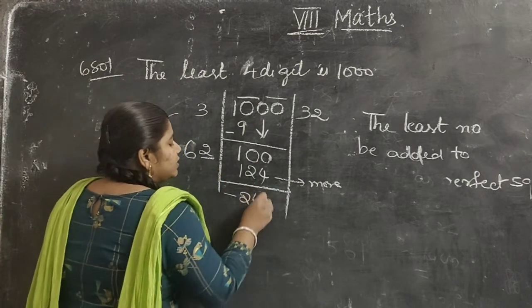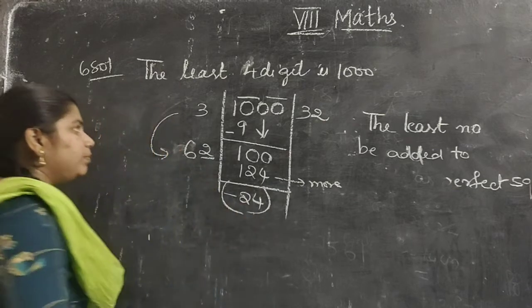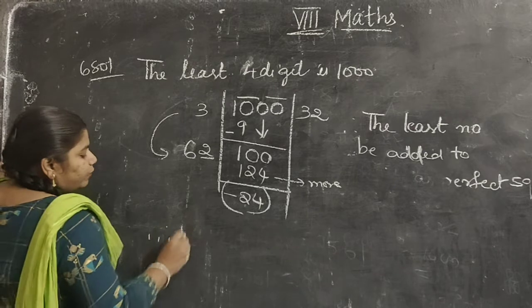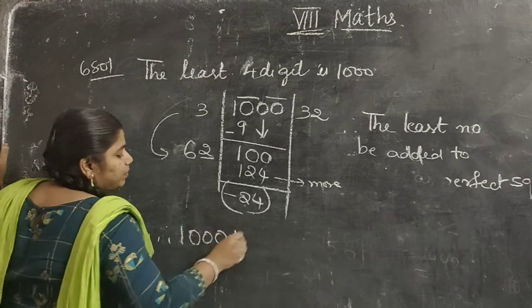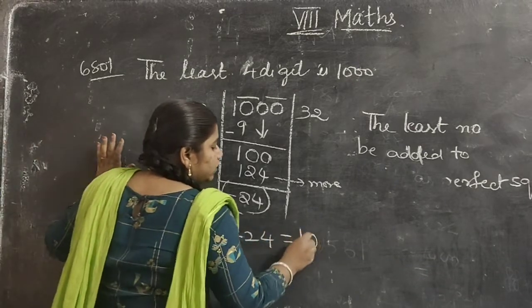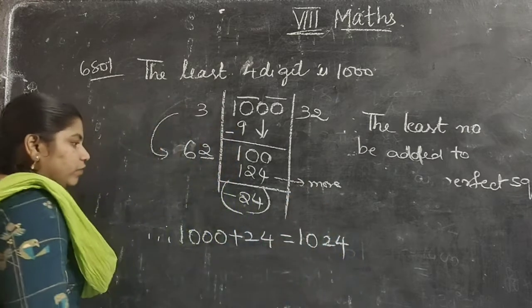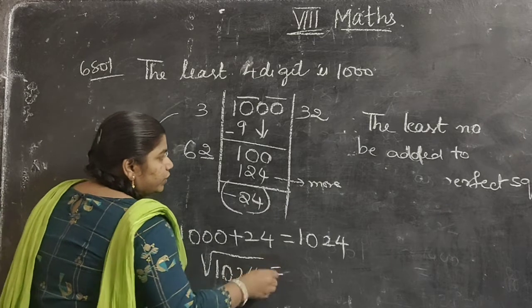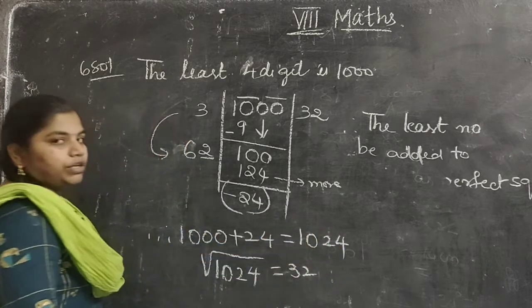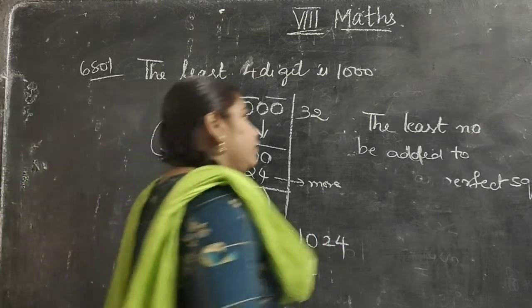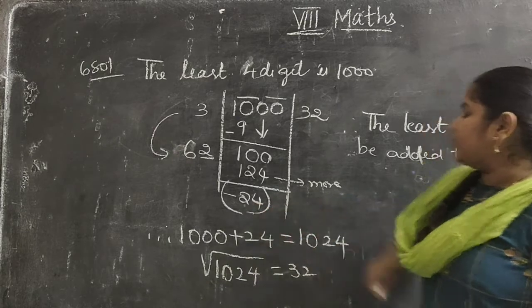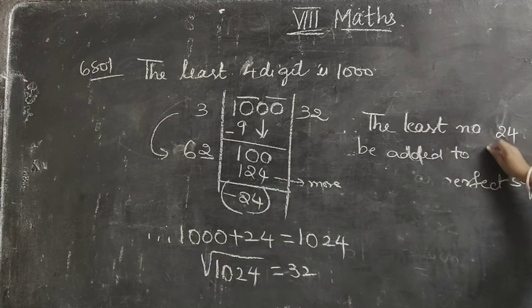That will be minus 24. That means which number do we have to add to this 1000? That is 24 we have to add. Therefore, 1000 plus 24 is equal to 1024. So what is the square root of 1024? The square root of 1024 is 32. That is 32 32s are 1024. So the least number is 24. So you got the remainder 24. 24 should be added to 1000.